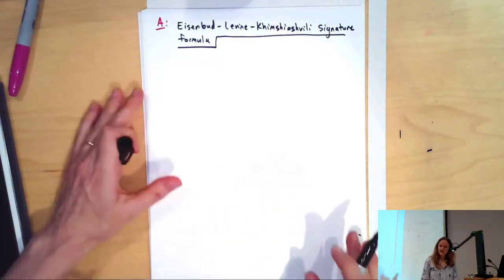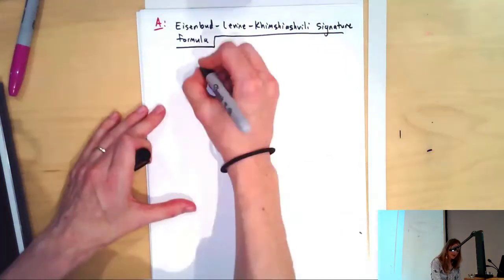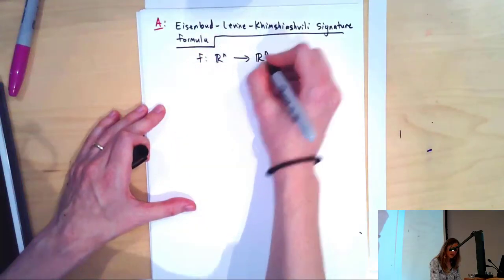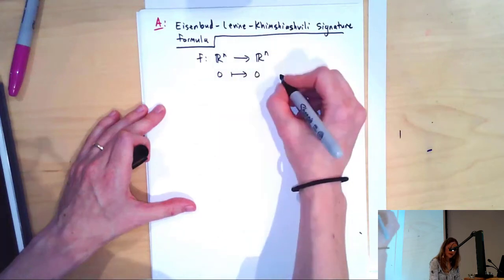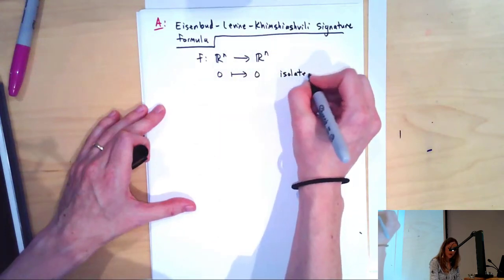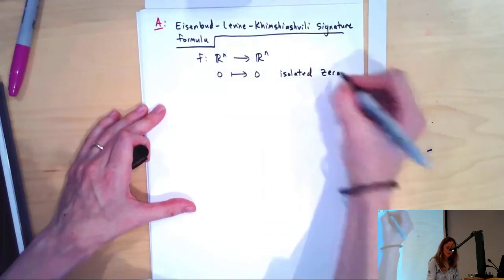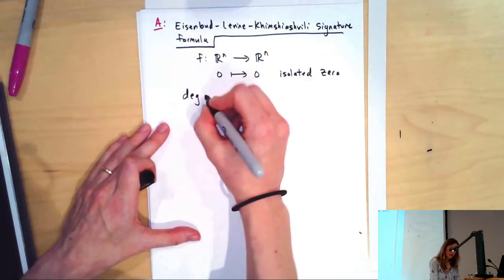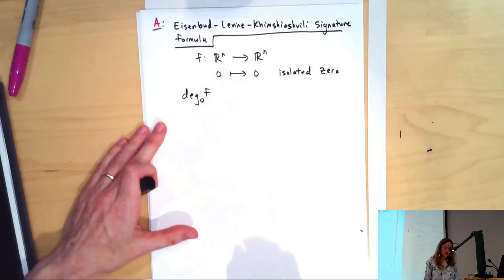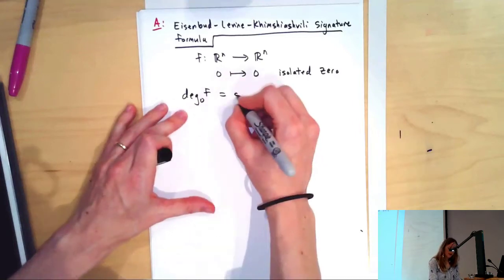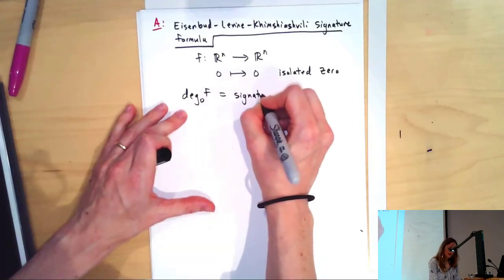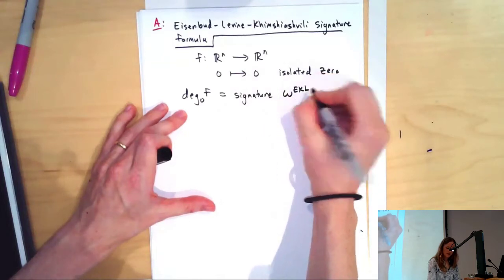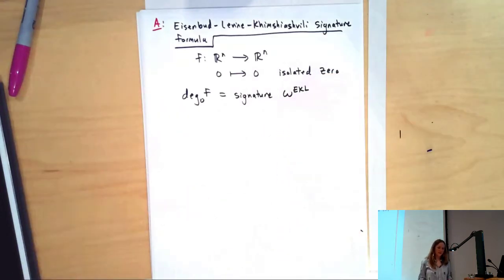And what it says is that, let's take f: R^n to R^n, with 0 going to 0, an isolated zero, so there's a little ball around it that has no other zeros. And it says that the local degree of f at 0 is the signature of a quadratic form that we can call omega EKL.